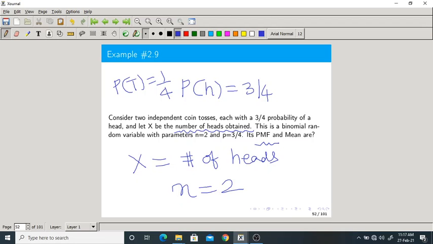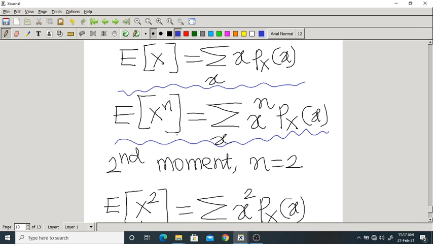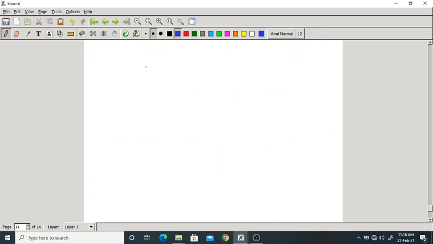It is a binomial random variable. You just try to understand things properly. So what is the experiment? 2 tosses of a coin. Otherwise, tossing a coin 2 times. Tossing a biased coin two times.